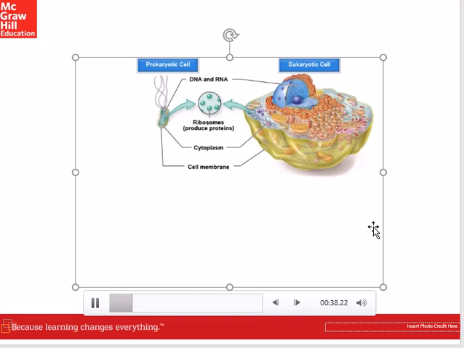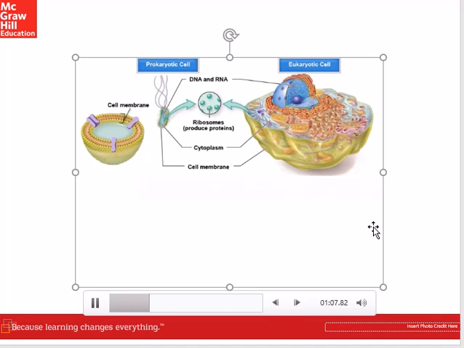Although these cell types have many differences, they are also similar in several ways. All cells contain genetic information in the form of DNA. They also have RNA and ribosomes, which participate in the production of proteins. The cytoplasm makes up most of each cell's volume. Surrounding each cell is a cell membrane, which is composed primarily of lipids and proteins. The cell membrane separates the contents of the cell from its surroundings.